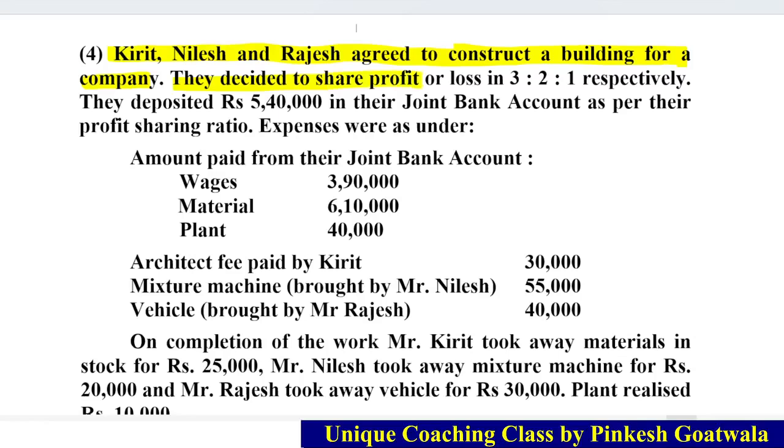They decided to share profit and loss in 3 : 2 : 1 and deposit 540 in their joint bank account as per their profit sharing ratio. Okay, like 540 deposit કરાવ્યા છે total 3 to 1 ના ratio માં. Expenses were as under. Amount paid from joint bank account: wages, material, plant: 390, 610, 40. Okay, these all expenses were paid from the joint bank account.